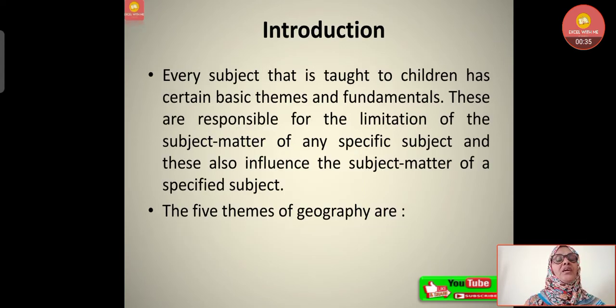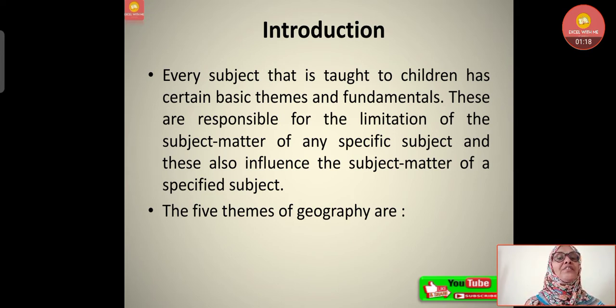Major themes. Introduction. Every subject that is taught to children has certain basic themes and fundamentals. Obviously, whatever topic or subject or discipline we teach in the schools to the students, basic themes will be there for the better understanding of the students. These are responsible for the limitation of the subject matter of any specific subject, and these also influence the subject matter of a specified subject. If we make them understand the major themes, especially related to a particular discipline or subject, it will become easier for them to understand. It will specify what they want to learn.